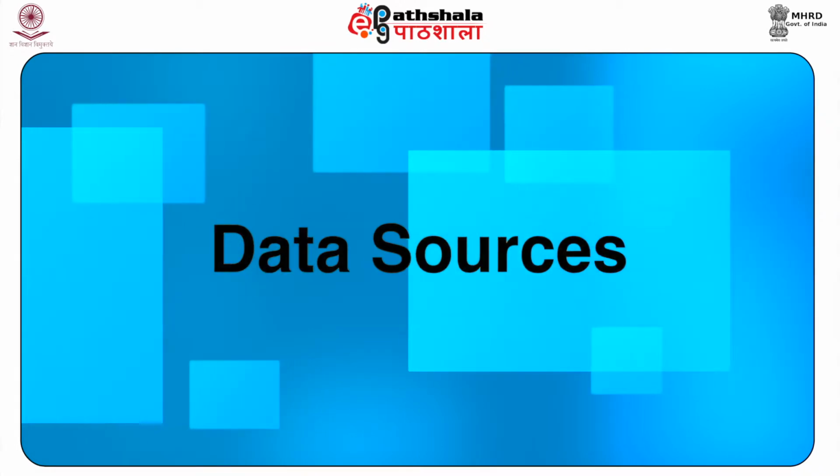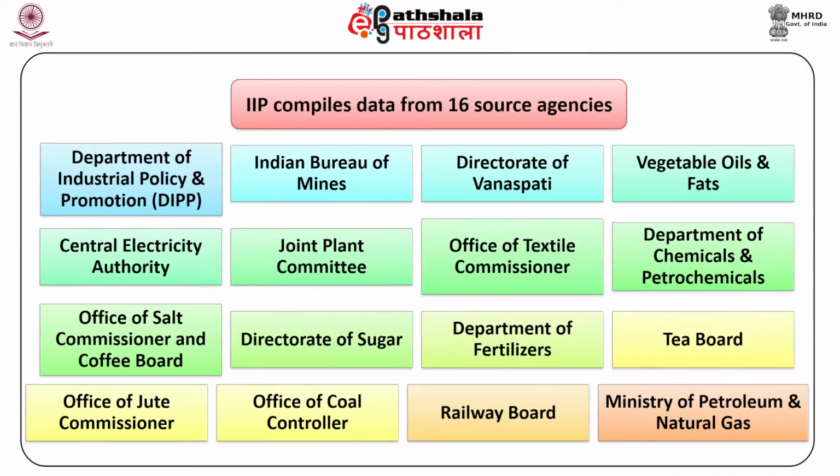Now let us discuss the data sources. IIP compiles data from 16 source agencies, viz. Department of Industrial Policy and Promotion, that is DIPP, Indian Bureau of Mines, Directorate of Vanaspati, Vegetable Oils and Fats, Central Electricity Authority, Joint Plant Committee, Office of the Textile Commissioner, Department of Chemicals and Petrochemicals, Office of Salt Commissioner and Coffee Board, Directorate of Sugar, Department of Fertilizers, Tea Board, Office of Jute Commissioner, Office of Coal Controller, Railway Board, Ministry of Petroleum and Natural Gas.